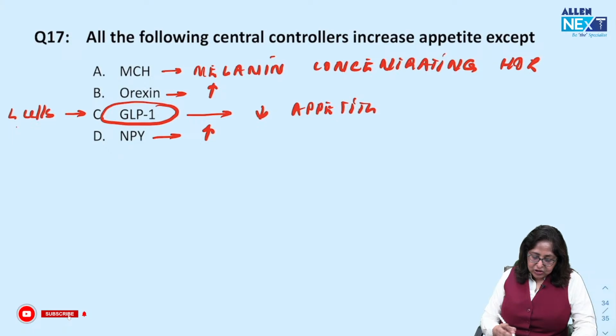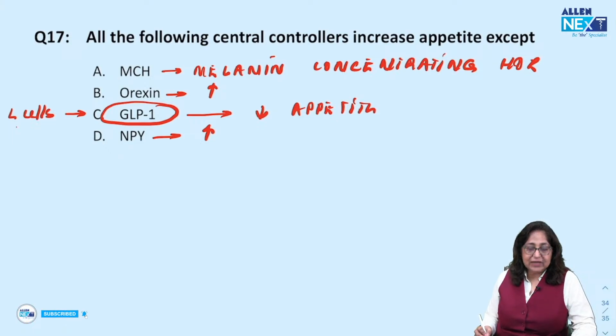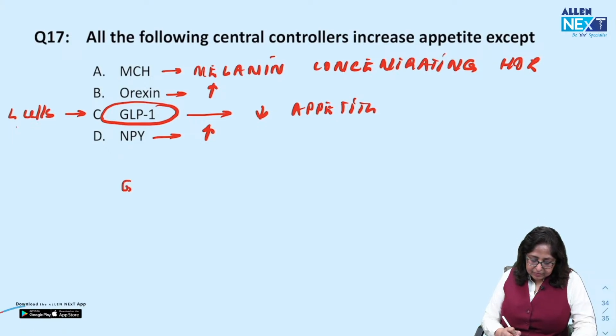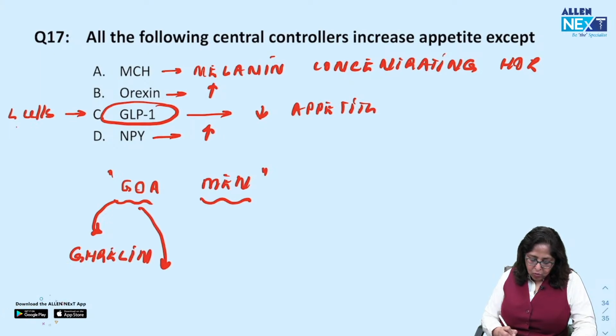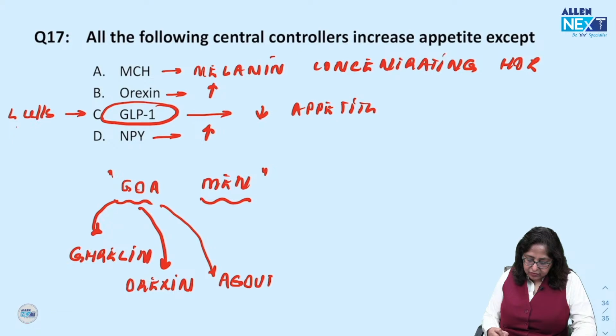Right. Now, just to remember which are the ones which increase appetite, remember Goa men. G, ghrelin. O, orexin. A, agouti-related peptide.